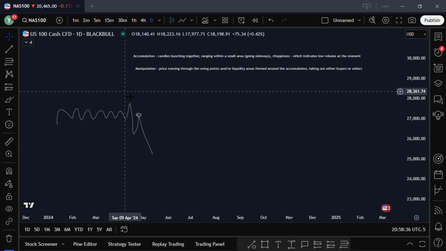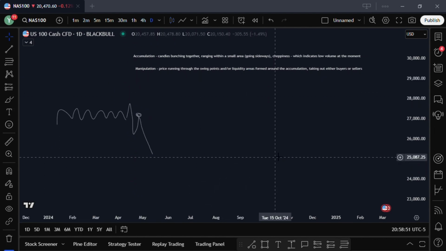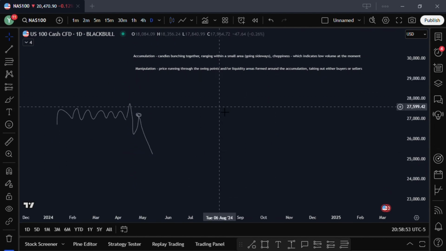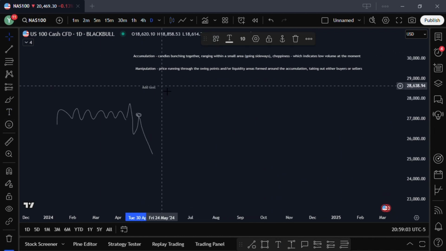We call it a manipulation because sellers were taken out and then price immediately sold off after, or buyers get taken out and then price immediately buys to the upside. And so that's why we call it manipulation, because we're going to go in that direction. We're going to go in the sell direction as you thought, as you figured. Just not quite yet. And we're going to get into real chart examples after this. Just wanted to take some time to define this stuff out.